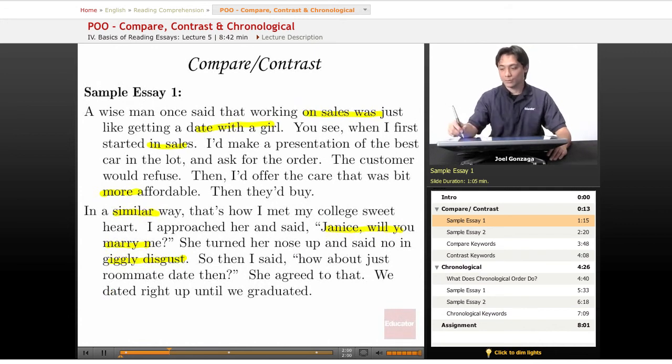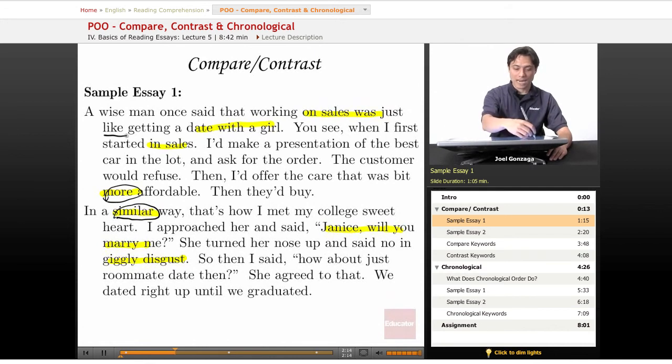So, what are some of the words that are letting me know that things are being compared or contrasted? Well, similar. Or how about more? And we have one more here, which was like. And let's continue on with something a little bit more academic.